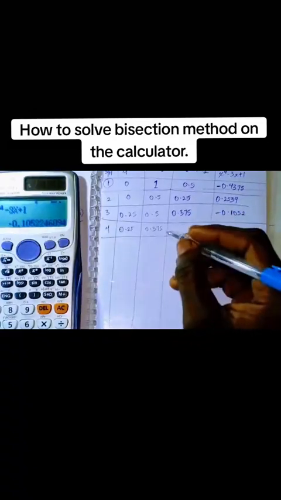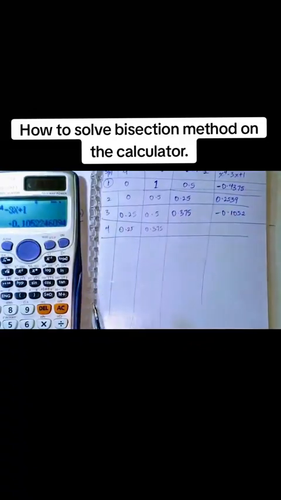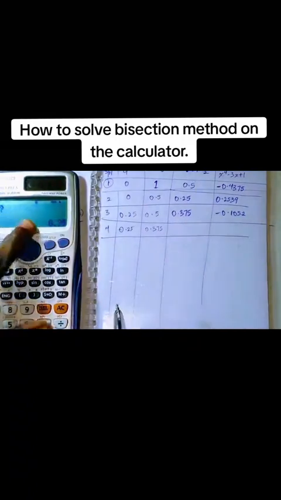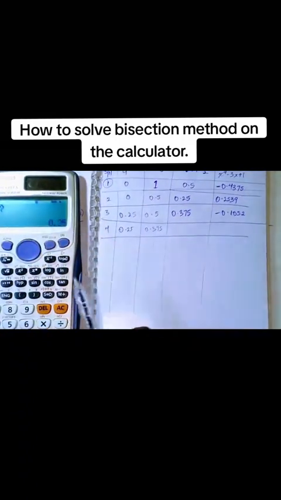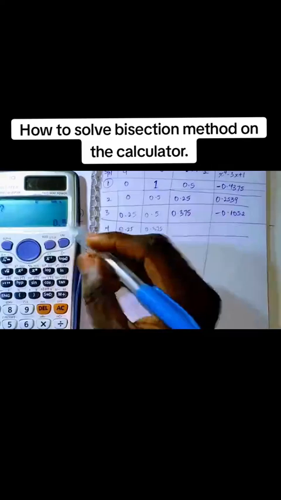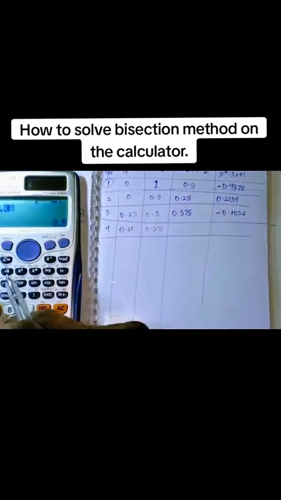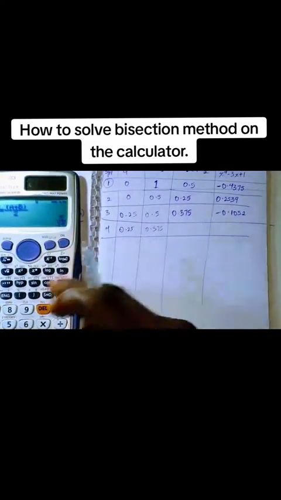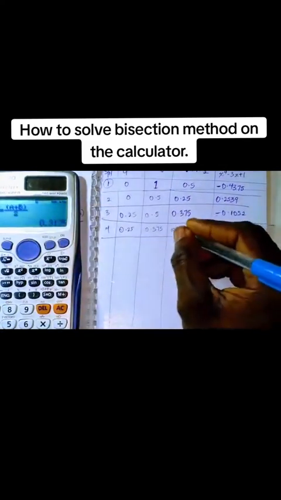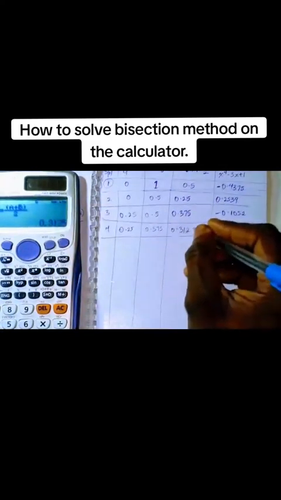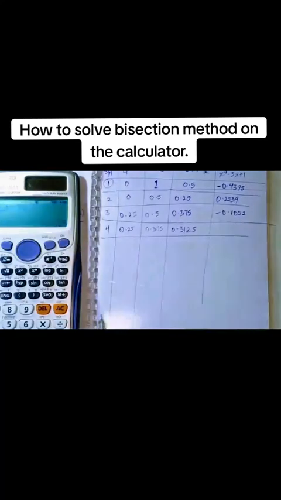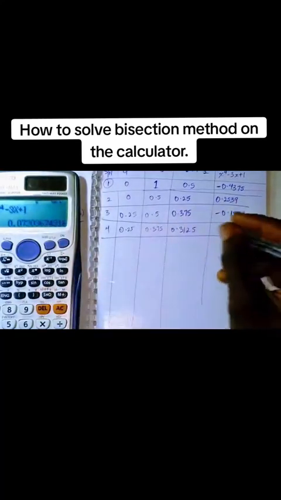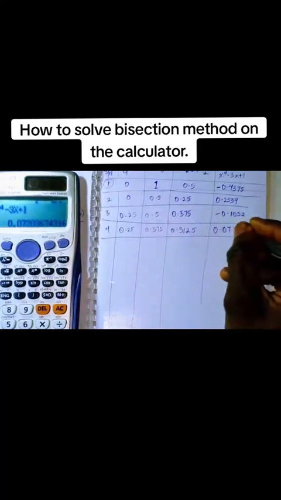Fourth iteration. Now in our fourth iteration, you press your equals to sign again. It asks what your A is, equal to 0.25, and asks for your B value again. And your B is now 0.375. Press your equals to sign and then it gives you the next value which is 0.3125. So press equals to sign again to give you the function which is now 0.0720.